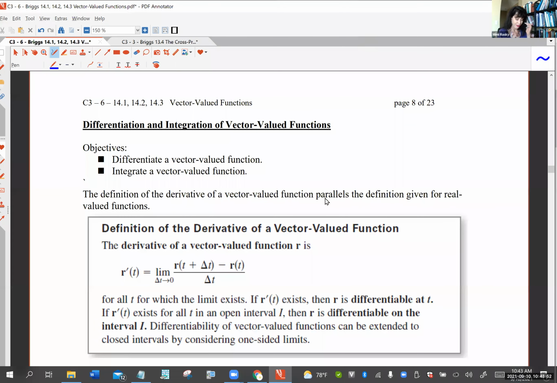Okay, it's time for the exciting derivatives and integrals. And if you feel comfortable with derivatives and integrals, this part is going to be pretty straightforward for you. That's really good news. There's a little extra you have to know when you're dealing with derivatives and integrals with vector valued functions, and I'll cover that as we go, okay?